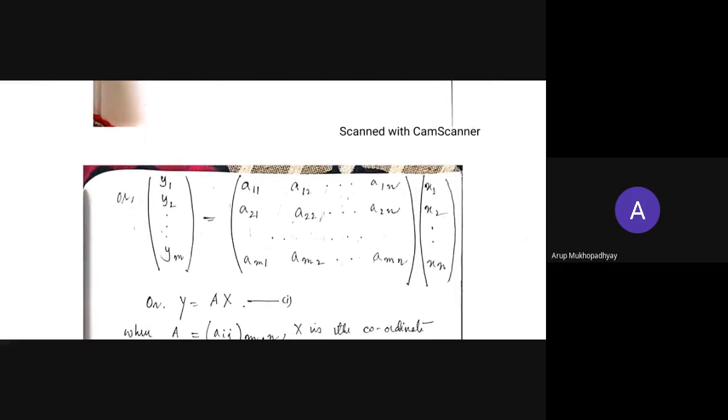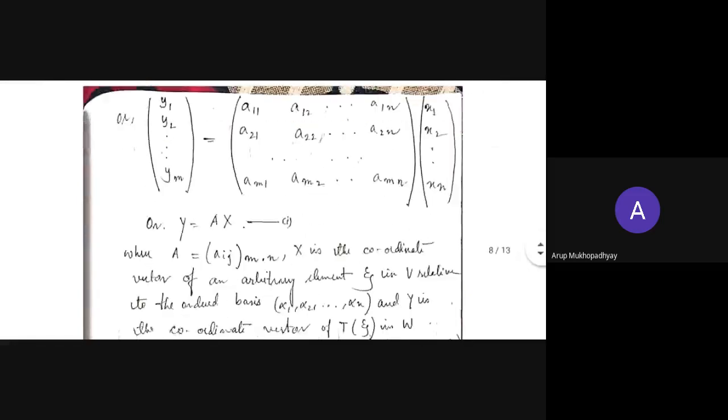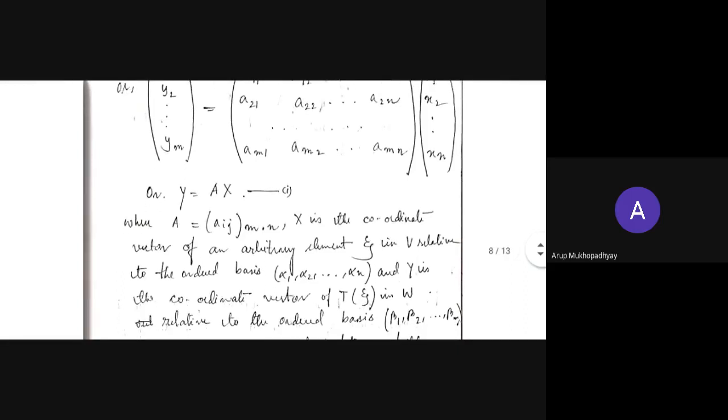From this we will get the matrix: on the left hand side we have y1, y2, dot ym, and on the right hand side we have a11, a12, dot a1n, and going on, the last row, that is am1, am2, dot amn, times x1, x2, dot, dot, dot, xn. We can say that y equal to Ax. So this is the final form.